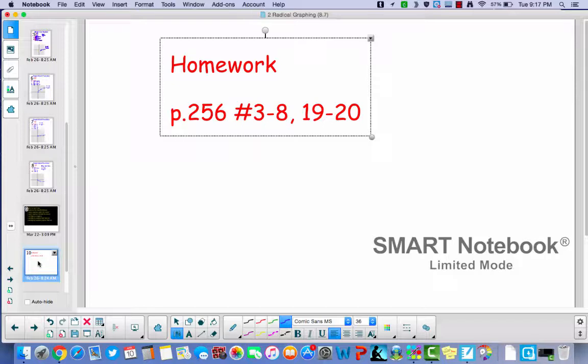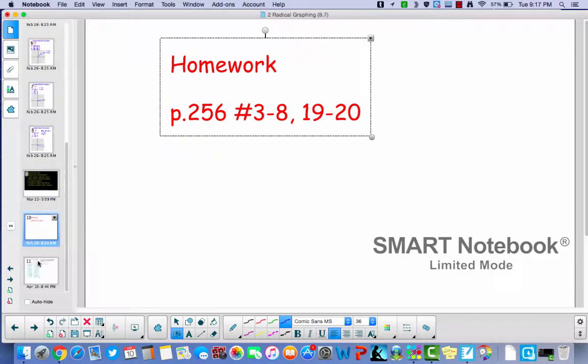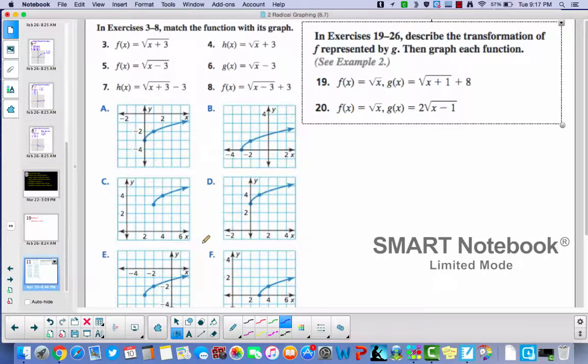Okay, here's your homework assignment. On page 256 in the book, you're going to do 3 through 8 and 19 and 20. Okay, there are the problems. Here you're going to match the function with the graph, and here you're going to describe the transformation and sketch a graph of it. You should have enough graphs that you can be able to do that.